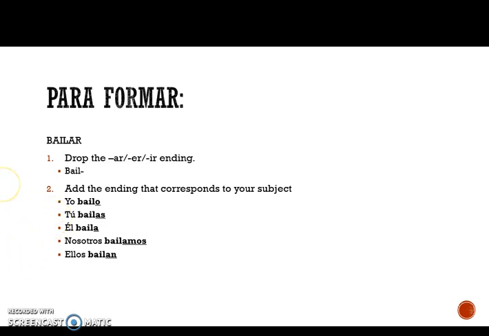So in the yo form, I have bailo. In the tú form, my ending was as, so I have bailas. Él, baila. Nosotros, bailamos. Ellos, bailan. So notice, I took what I had up here after I dropped the AR, and I just added the endings that we talked about: o, as, a, amos, and an. Bailo, I dance. Tú bailas, you dance. Él baila, he dances. Nosotros bailamos, we dance. Ellos bailan, they dance.